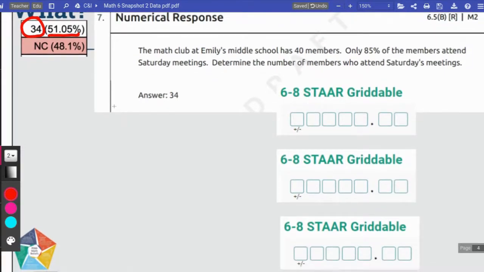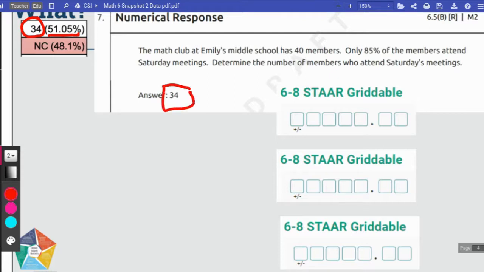That makes me kind of wonder. In this question, it's straightforward. We want to know 40 members are given, and 85% of the members attend the Saturday meetings. Determine the number of members who attend Saturday's meeting.